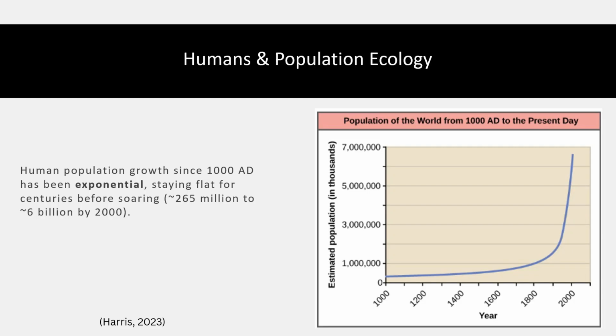This spike is directly contributed to advancements in agriculture, sanitation, and medicine. These three things allowed human populations to survive much better than they previously were. So if you ever hear people talking about how our ancestors lived perfectly fine without these things, that wasn't exactly true. People died pretty frequently back then.